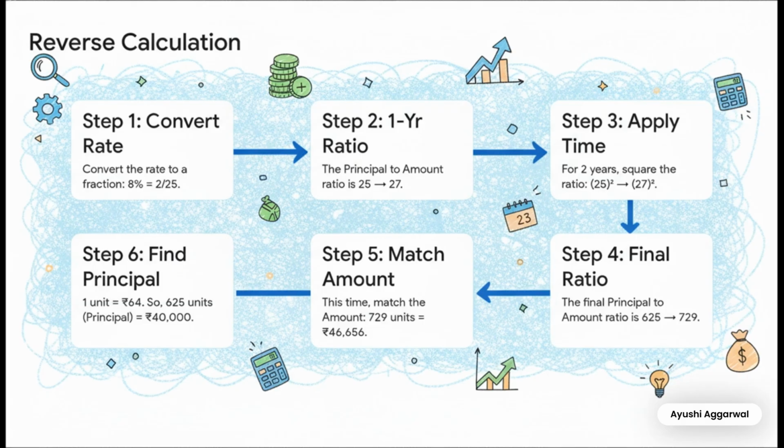So far, so good, right? Everything's the same. But pay attention now. This time, we're not given the principal's value. We're given the amount's value. So we'll set 729 units equal to 46,656 rupees. From this, we get the value of 1 unit, which is 64 rupees. Now all we have to do is find the principal, which is 625 units. So we just multiply 625 by 64, and the answer is 40,000 rupees. See? The method is identical, you just have to map the given value to the right unit at the end.